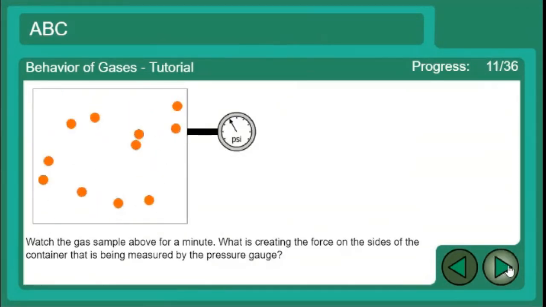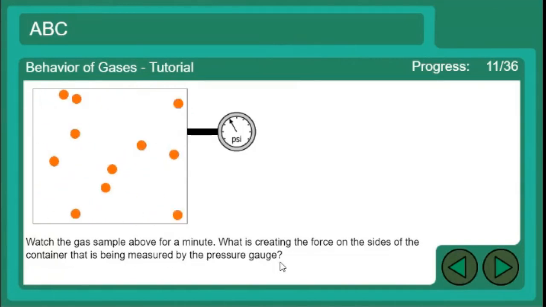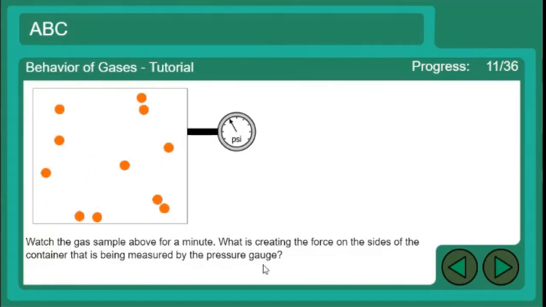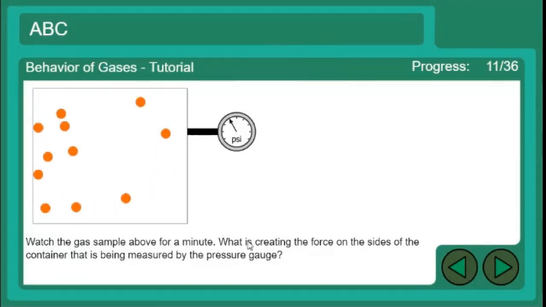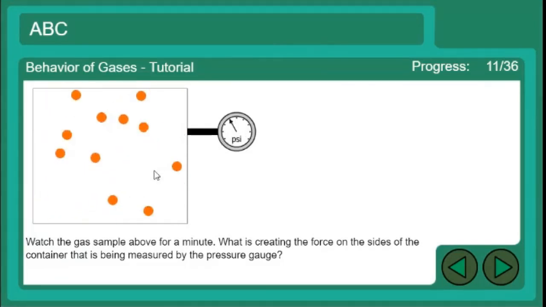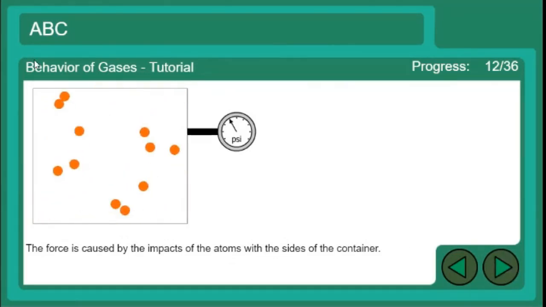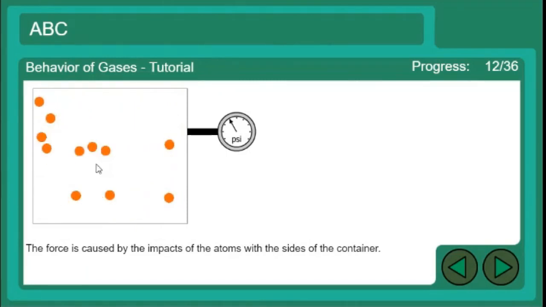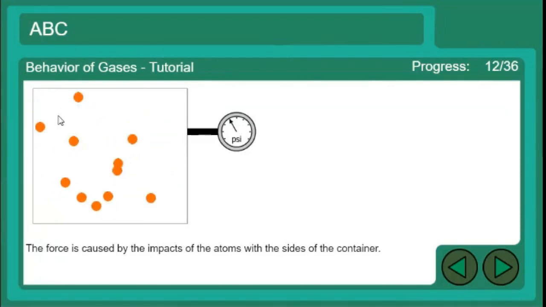Let's check. Watch the gas sample above for a minute. What is creating the force on the side of the container, that is being measured by the pressure gauge? How do you pronounce gauge? Later try to Google search how to pronounce it. Next first. The force is caused by the impact of the atoms with the side. It means the gas particles create the pressure when the particles hit the container or hit among themselves.